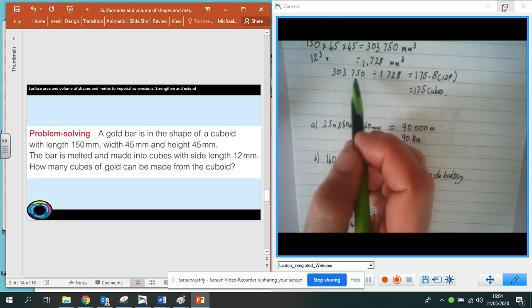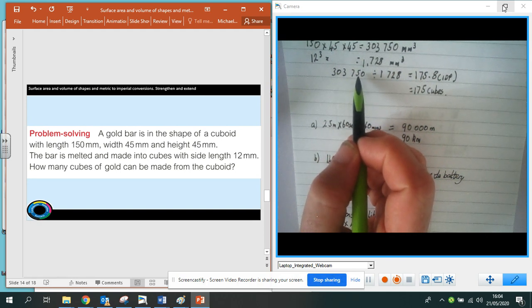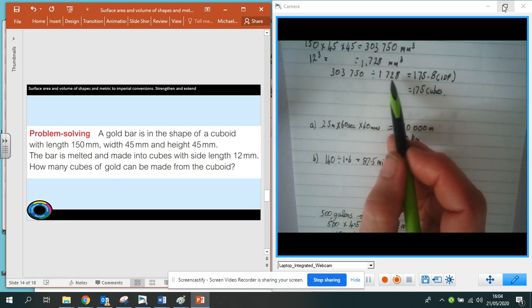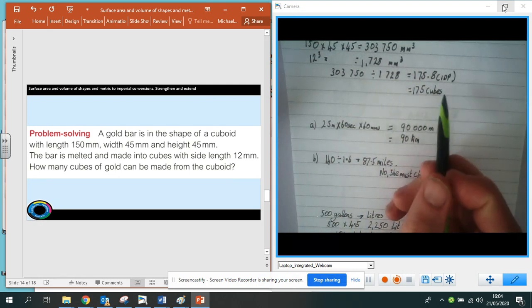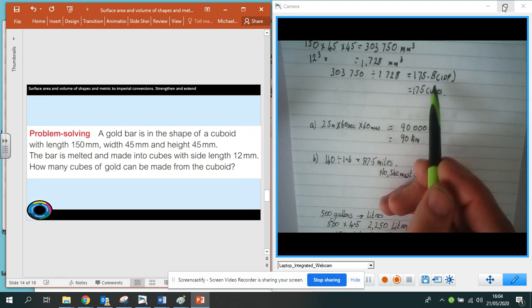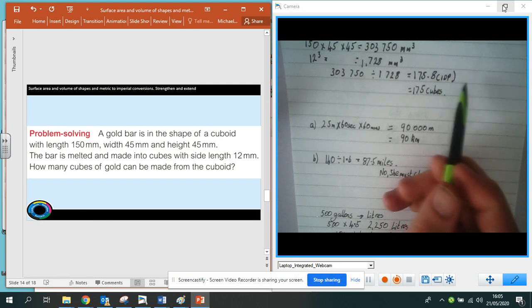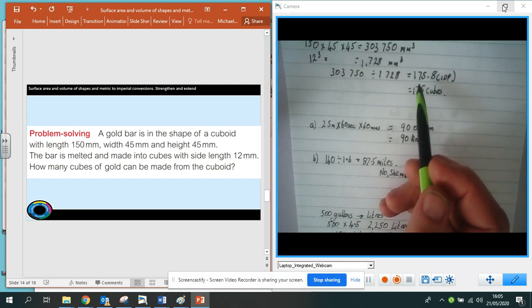How many cubes can I make? Well, I've got to take my 303,750 cubic millimeters and divide it by 1,728. And if I do that, I get an answer of 175.8 cubes rounded to one decimal place. When you did it, you probably had a much bigger number than that.